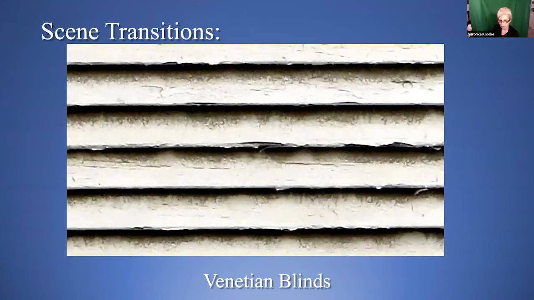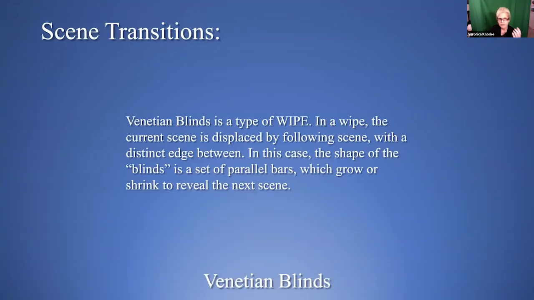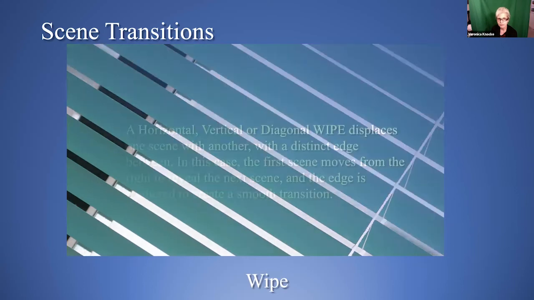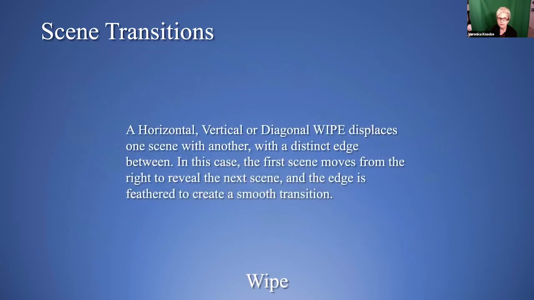This was a wipe. The Venetian blinds is a type of wipe. In a wipe, the current scene is displaced by the following scene with a distinct edge between. In this case, the shape of the blinds is a set of parallel bars which grow or shrink to reveal the next scene. And that was a diagonal wipe. A horizontal, vertical, or diagonal wipe displaces one scene with another with a distinct edge between. In this case, the first scene moves from the right to reveal the next scene, and the edge is feathered to create a smooth transition.